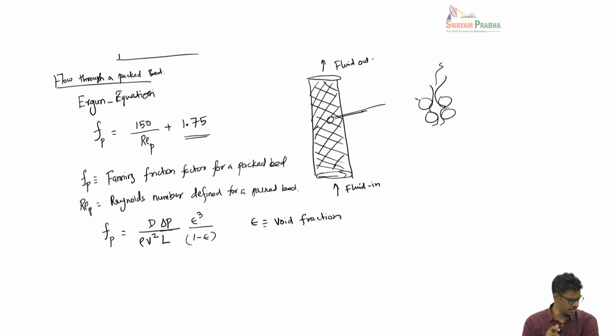I might say that this particular d, we will put d_p here, and d_p is not the diameter of the pipe, it is actually the diameter of the packing material. Let's say if I have a spherical particle used in the packing, d_p would be the diameter of the packed material.